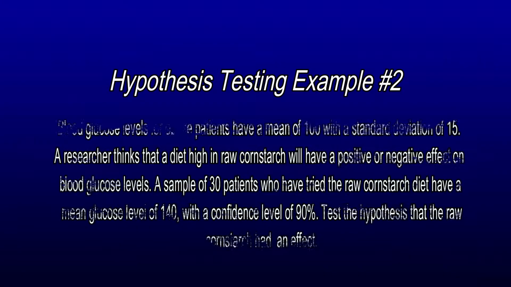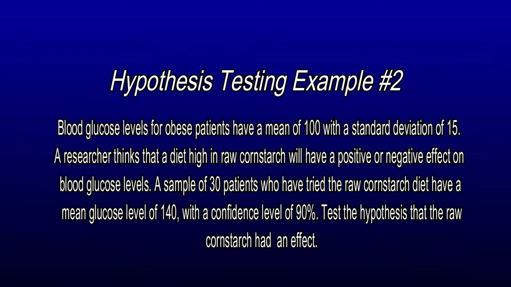Hypothesis testing example number 2. Blood glucose levels for obese patients have a mean of 100 with a standard deviation of 15. A researcher thinks that a diet high in raw cornstarch will have a positive or negative effect on blood glucose levels. A sample of 30 patients who have tried the raw cornstarch diet have a mean glucose level of 140, with a confidence level of 90%. Thus, the hypothesis that the raw cornstarch had an effect.